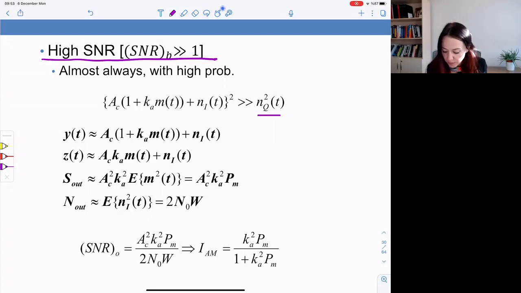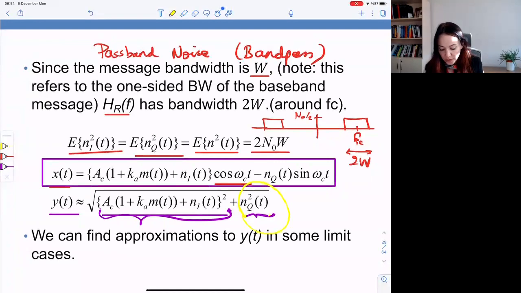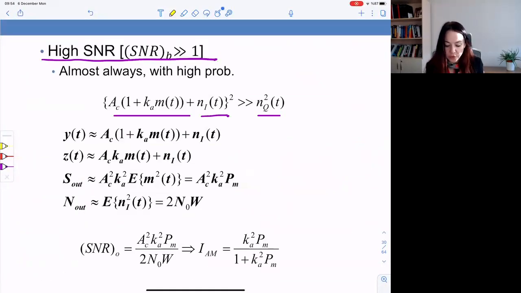So what does that mean? The signal term is much stronger compared to the noise term, such that the first term in this expression is much larger than the second, which means, of course, we can then ignore the additive term inside the square root, and then get rid of the square root. When we get rid of the square root, we end up with y(t) being approximately Ac (1 + Ka m(t)) plus additive noise.